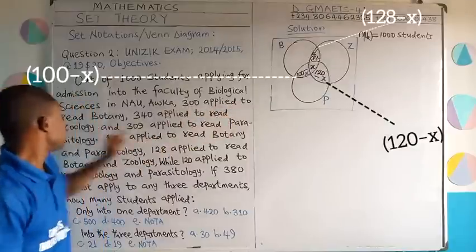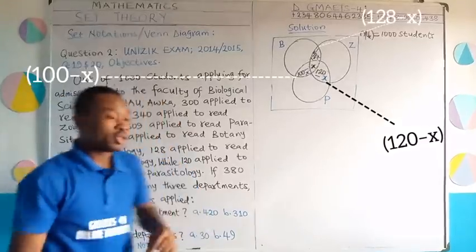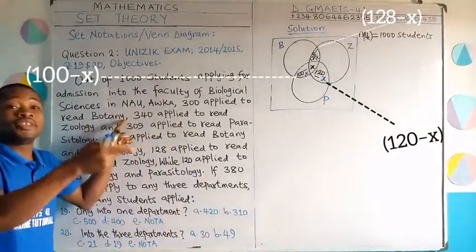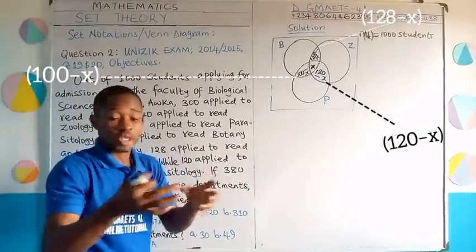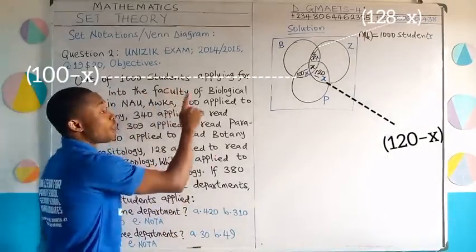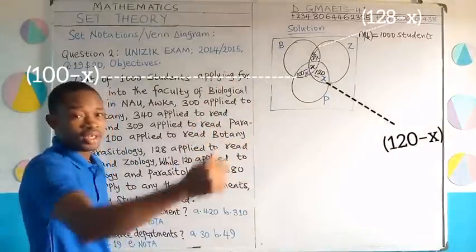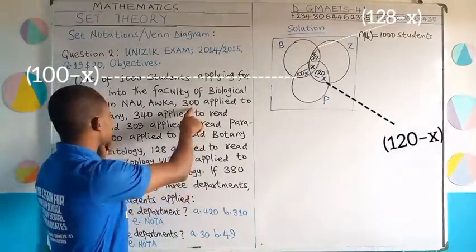300 applied to read botany. Question: did you see any word "only" there? Like, 300 applied to read botany only. There is no such word. Therefore, this 300 is not pure. There are still some among them that possibly apply to read another course. Is that okay? And hence, I'm going to come to that set of botany.